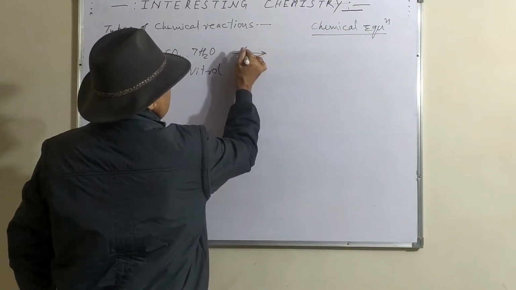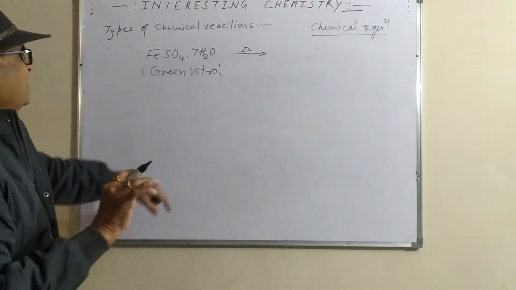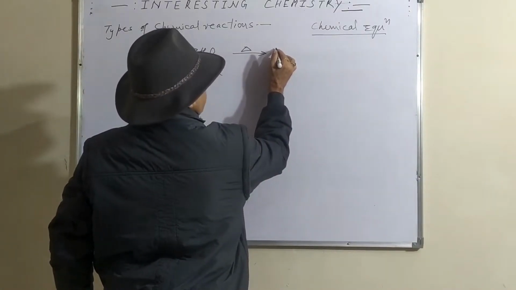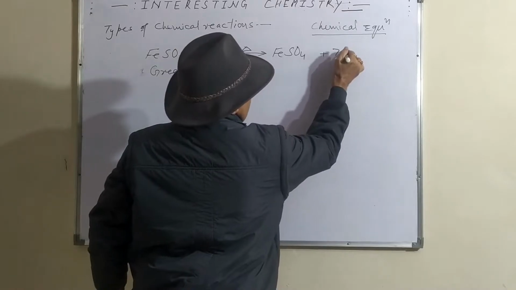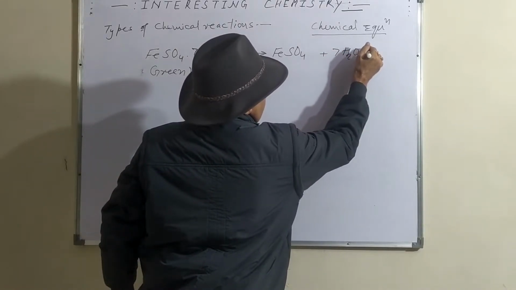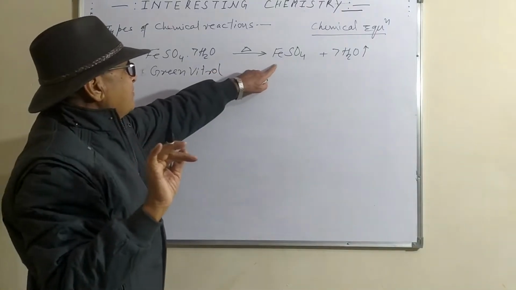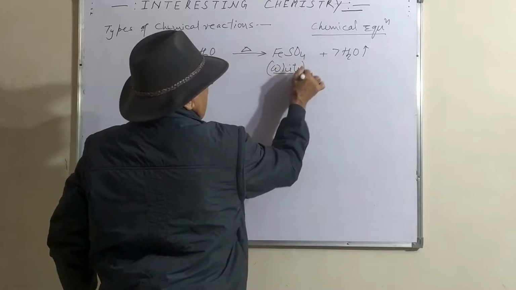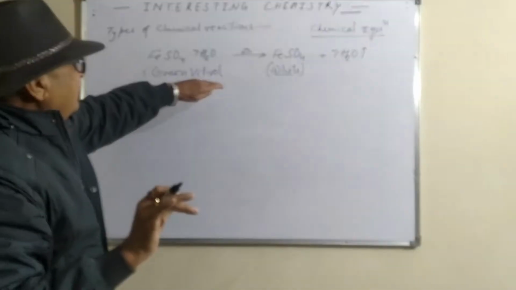When it is heated, first of all, the color of the ferrous sulfate is light green, so it is known as green vitriol. When it is heated, first of all, these 7 water molecules will evaporate and turn into vapors, leaving FeSO4, the anhydrous salt. So it is white in color. First of all, the FeSO4 loses its color and turns white.